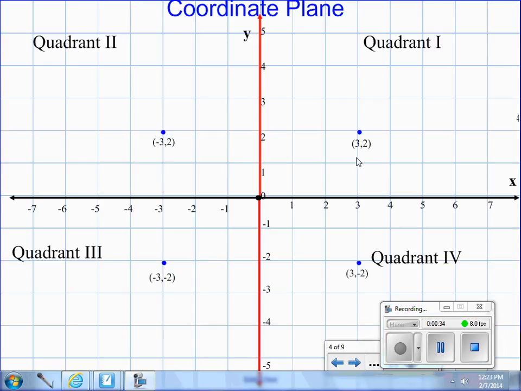If you'll notice here, we have ordered pairs. The ordered pairs here are (3, 2), (-3, 2), (-3, -2), and (3, -2). Notice that if both coordinates are positive, they will be in quadrant 1. If both coordinates are negative, they'd be in quadrant 3. If the x is negative and the y is positive, we'd be in quadrant 2. And if the x is positive and the y is negative, that would be quadrant 4.